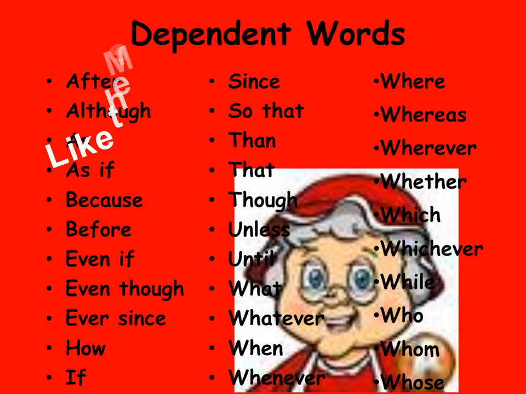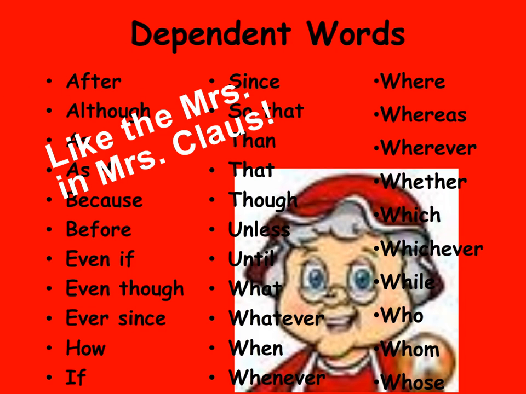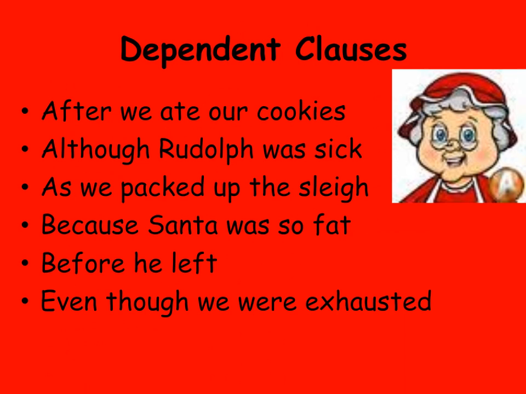If you put one of these words at the beginning of what would have been a complete sentence, it is suddenly dependent on another clause to make it complete. Here are some examples. After we ate our cookies. If I left off the after at the beginning, this would be a complete sentence. It would say, we ate our cookies. But with the word after at the beginning, you are waiting for more information, another clause to complete the sentence. Listen to it again if you don't believe me. After we ate our cookies. See, you're waiting for more information, right?